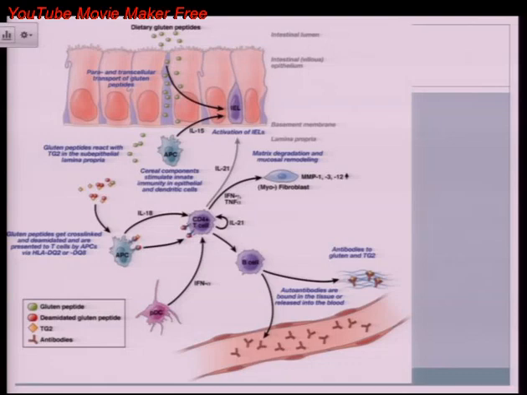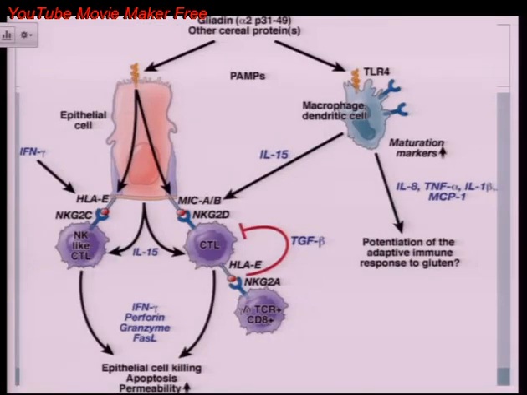matrix degradation. And also, there's interaction with B cell here, which leads to formation of the antibodies, the tissue transglutaminase antibodies. These are in the bloodstream, and these antibodies are the ones that we look for in patients with celiac disease. So in addition to that, there's also activation of cytotoxic T lymphocytes that happens in celiac disease, again by the gliadin molecule here, which in turn leads to epithelial cell killing, apoptosis, and increased permeability.